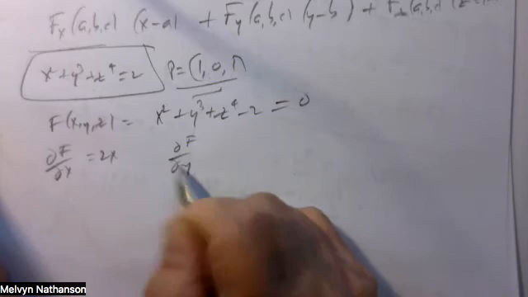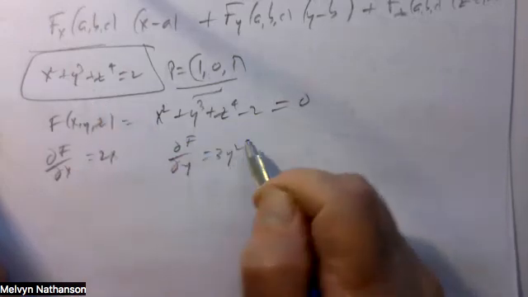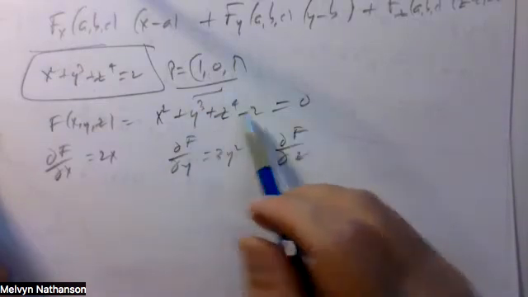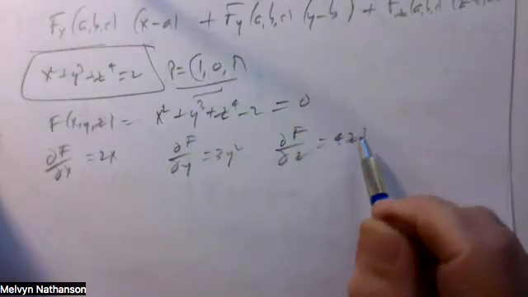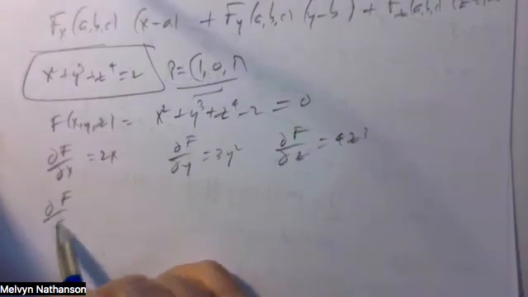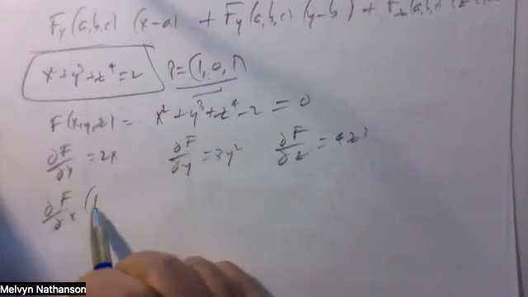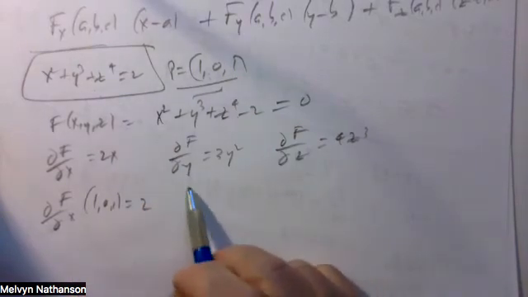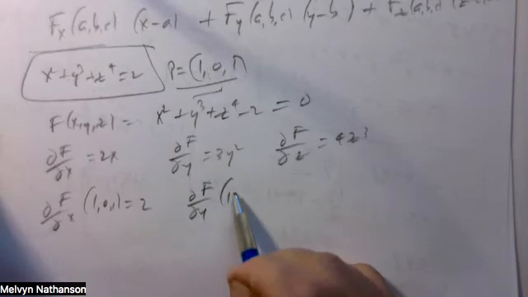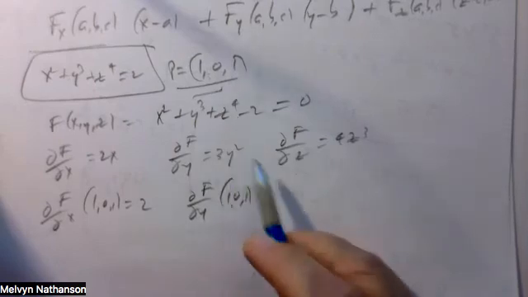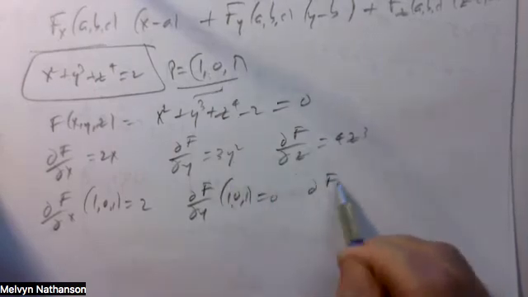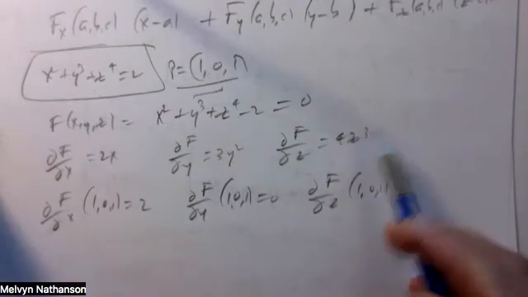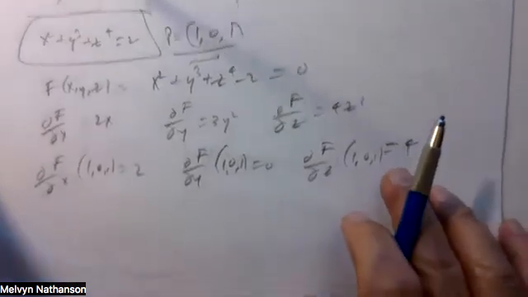Partial of f with respect to y is 3y squared. Partial of f with respect to z is 4z cubed. So the partial of f with respect to x at the point (1, 0, 1), when x is 1, is 2. Partial of f with respect to y at (1, 0, 1), when y is 0, is 0. Partial of f with respect to z at (1, 0, 1), when z is 1, is 4.